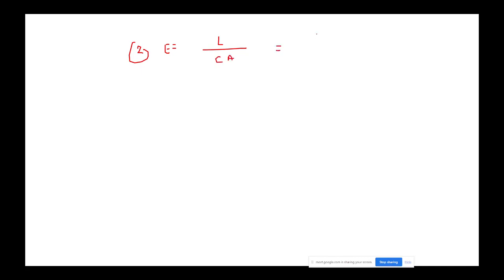The value of L is given, which is 20 in the given data, and C is the compliance, 0.05, and the value of A we just found out is 1.75 into 10 to the power minus 9. So the value of E, when you calculate, will come around 228.57 or 58 somewhere. Sorry, you also have to convert it into GPa.